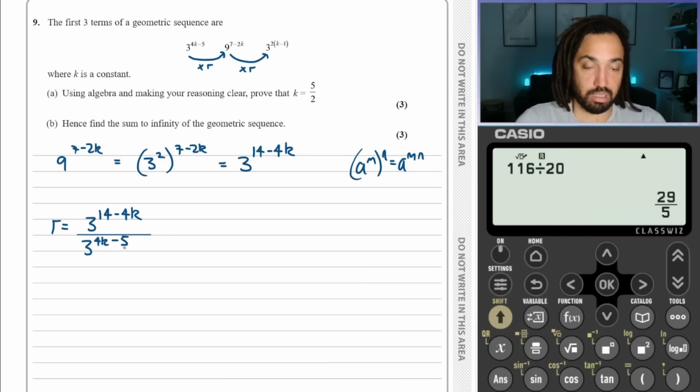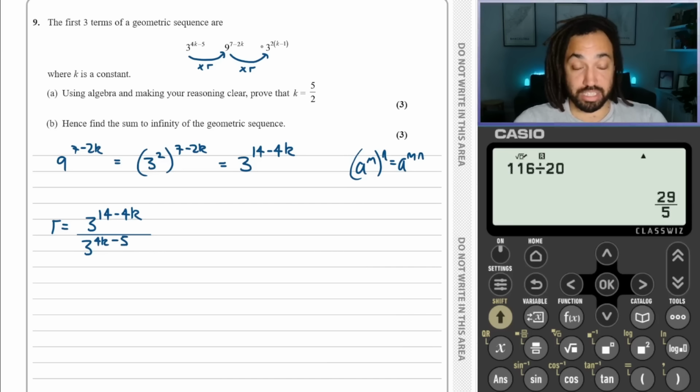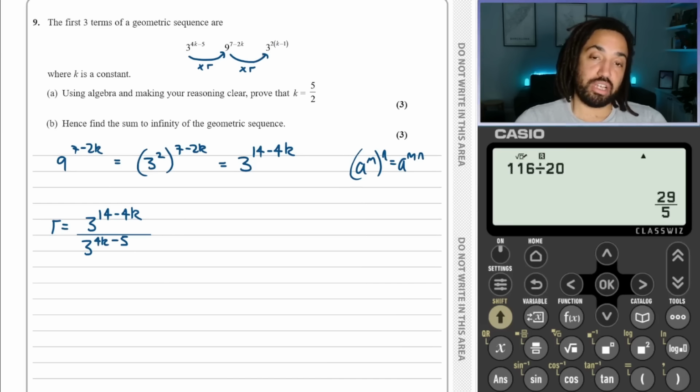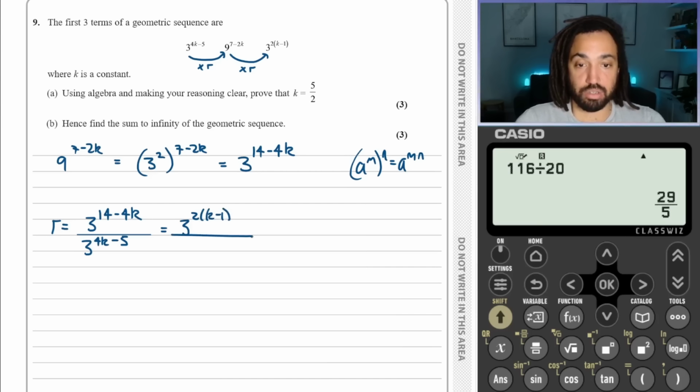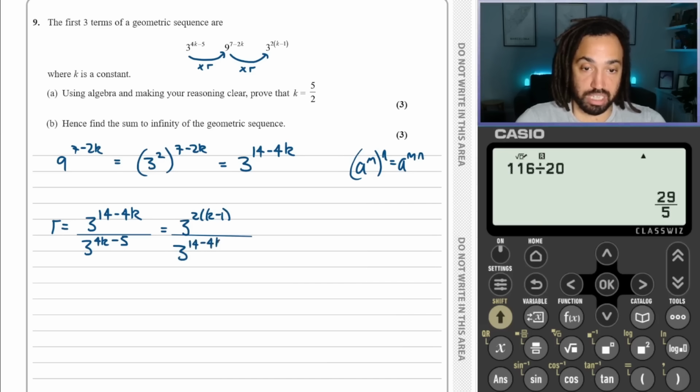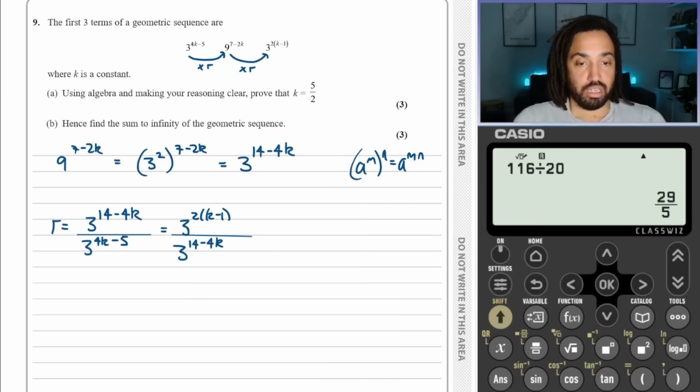But also, you can find r by doing the second term times r gives us the third term. So to find r, we can do the third divided by the second. So that would be 3 to the 2k minus 1 over the second term, which again is the same as this, 3 to the 14 minus 4k. Here we can just multiply the brackets, so that's 2k minus 2. So might as well just write it like that.